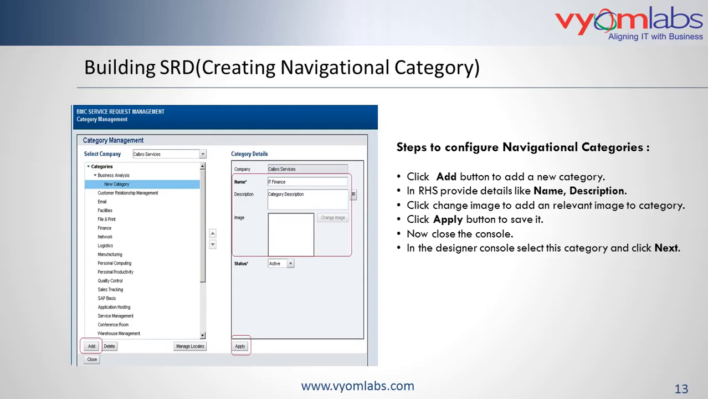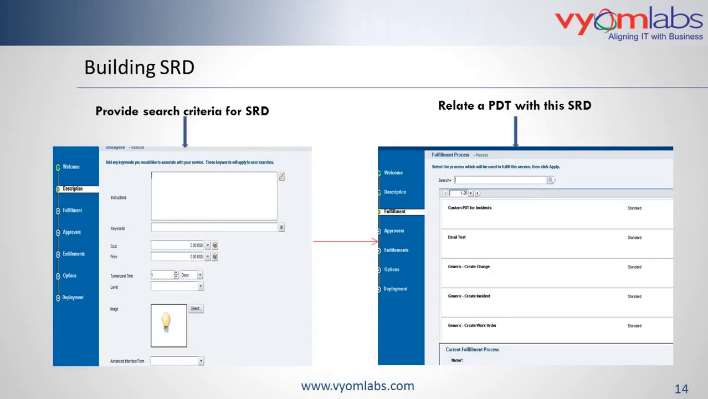Now once we have added the category, we can close this particular console. Once we close it, we will again go to the designer console, and then we have to click on next. The moment you click next on the designer console, you will be able to see the search criteria for the SRD. If there are any search criteria you want to provide for an SRD, you can provide them, and then we'll again click on next.